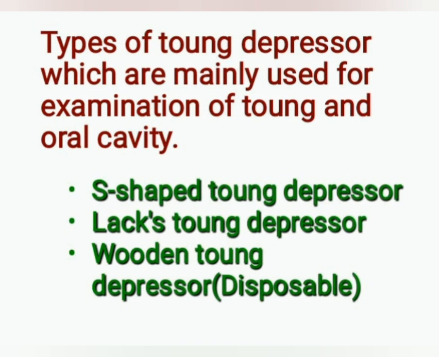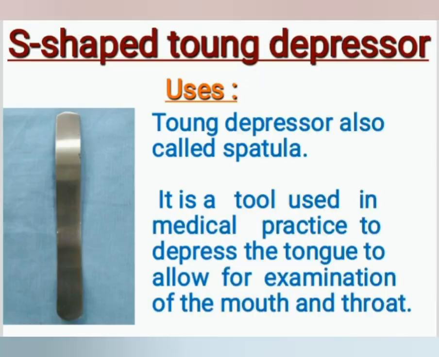Now we will discuss the tongue depressor. Tongue depressors are mainly used for examination of the tongue and oral cavity. There are types of tongue depressor. First, S-shaped tongue depressor. Second, Lake's tongue depressor. Third, wooden tongue depressor, also known as a disposable tongue depressor.